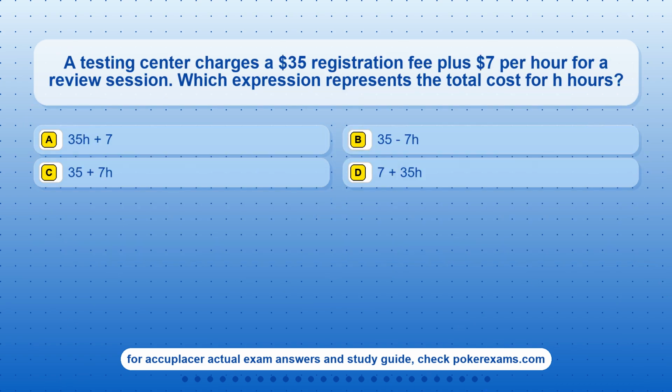Question 6. A testing center charges a $35 registration fee plus $7 per hour for a review session. Which expression represents the total cost for H hours? Option A, 35H plus 7. Option B, 35 minus 7H. Option C, 35 plus 7H. Option D, 7 plus 35H.